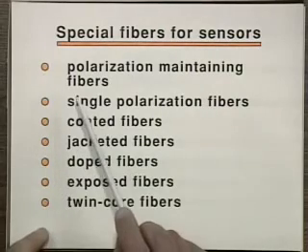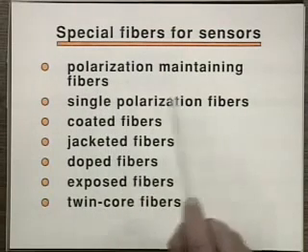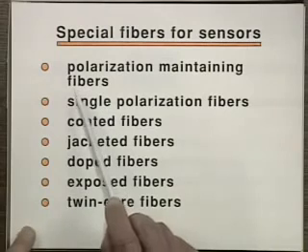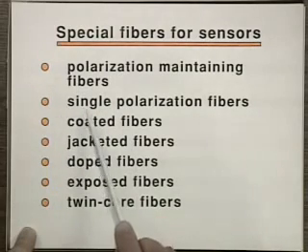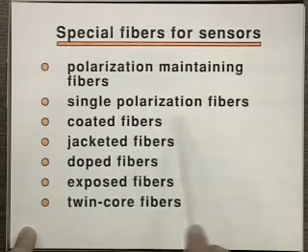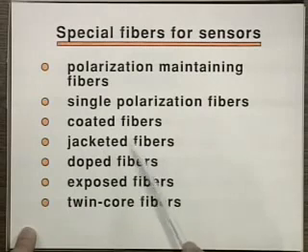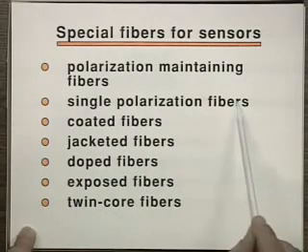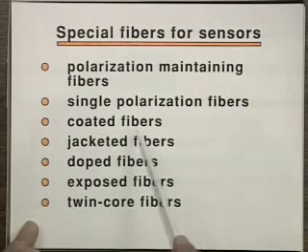Now, today we have what we call polarization maintaining fibers. These are fibers that, if you launch the field at one polarization, will stay in that polarization. There are fibers that will only propagate one polarization. The other polarization will not propagate. It's too much loss. And so you have essentially a very long linear polarizer. Then we get to what we call coated fibers.